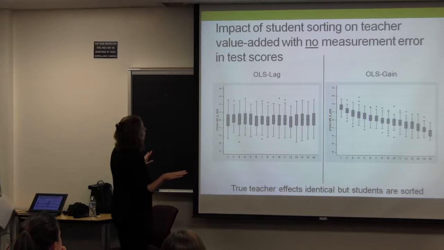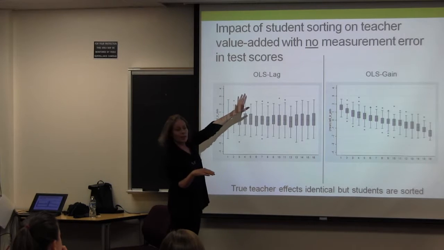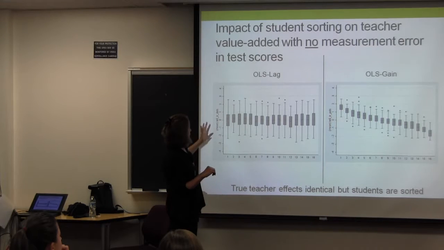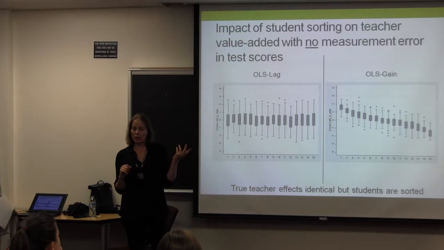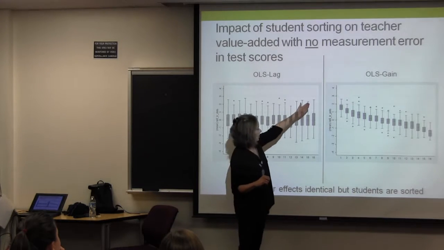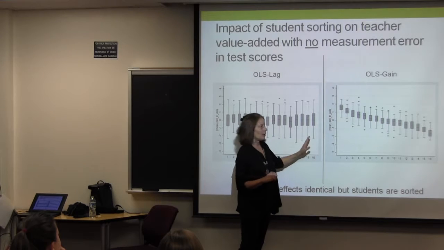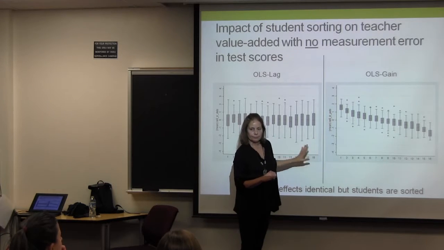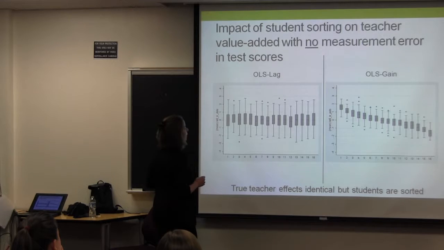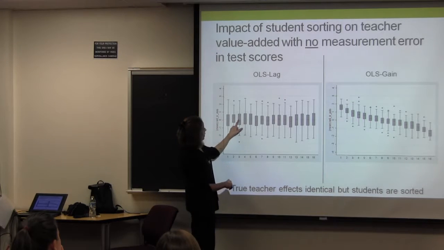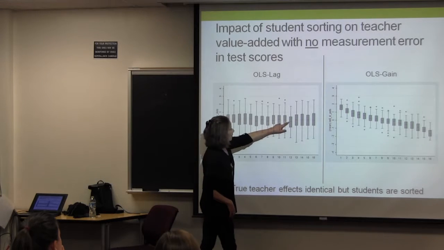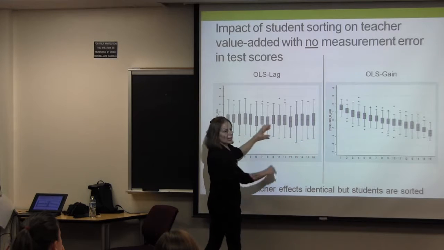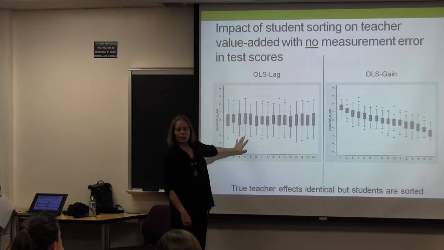So when we use our OLS lag specification, in the case where we have no measurement error in our test scores, we run 100 replications of the simulation and get 100 estimates of teacher 16's value added. We plot the box plot of the distribution of those estimates for that teacher. With me? Okay. So this looks pretty good. Everything's coming in around zero. That's the median in the middle line. The interquartile range is pretty much the same across the board. So this one I'm not worried about.